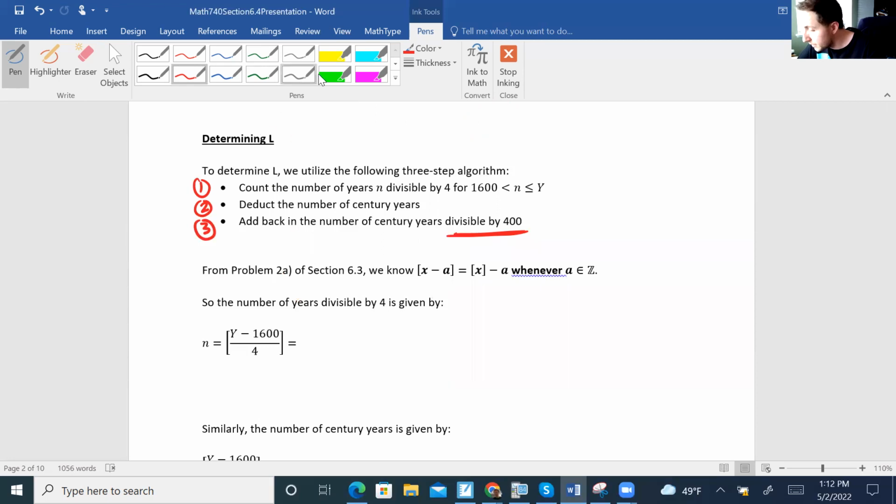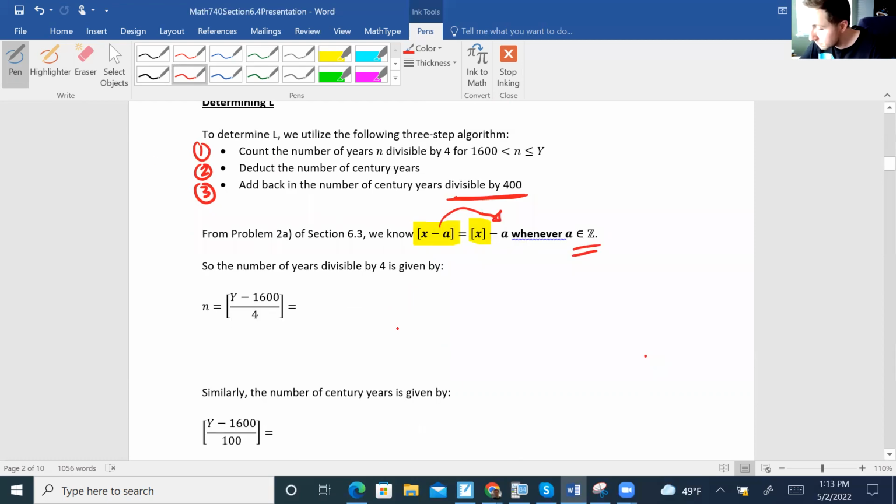Because of problem 2A of section 6.3, this was actually proven in the 6.3 presentation at the very end. We have a property of the greatest integer function, which says if we take any number and subtract an integer a, and take the greatest integer function, that will always be equivalent to the greatest integer function at that value minus a. So really we can break a out of the greatest integer function because it's an integer. So we're going to utilize that property to do some of these computations.